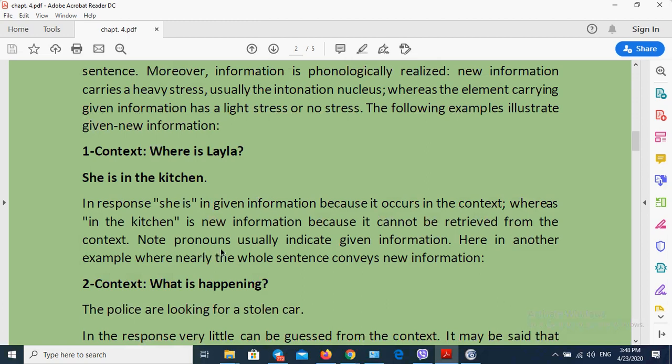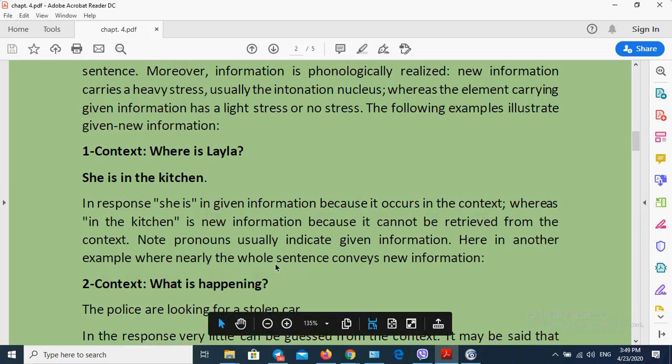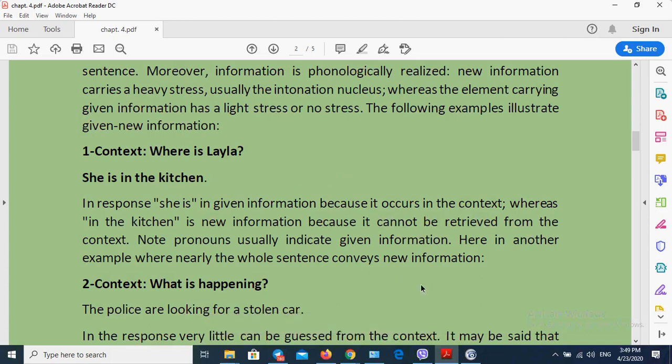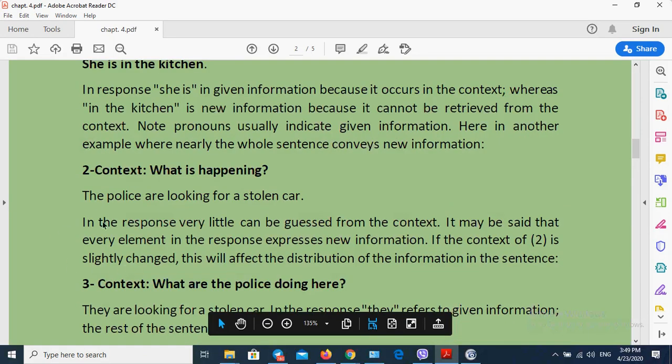Note, pronouns usually indicate given information. Where are the pronouns? Here we have pronouns that indicate given information. Here is another example, where nearly the whole sentence conveys new information. So we have the source that cannot be retrieved, and one that is retrieved, and one that doesn't retrieve the information. Let's move to the next.